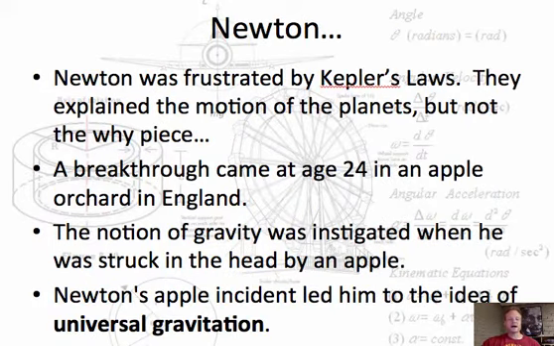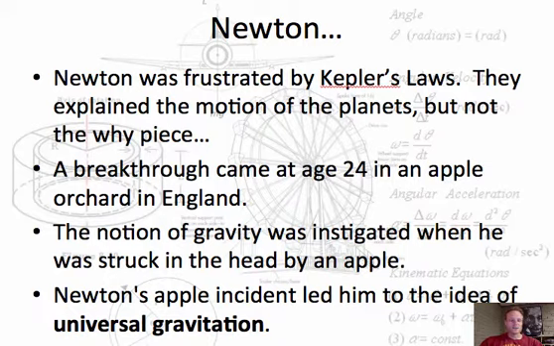Anyway, this guy named Isaac Newton came along. He was looking at Kepler's laws, and he was frustrated by them because Kepler could not explain how come the planets follow these 3 laws. What was causing them to orbit the sun in that fashion? A breakthrough came when Newton was just 24 years old in an apple orchard in England. The story goes that Newton was struck on the head with an apple, and that gave him the idea that maybe this thing called gravity caused the apple to fall on his head. And so he came up with the universal law of gravitation.